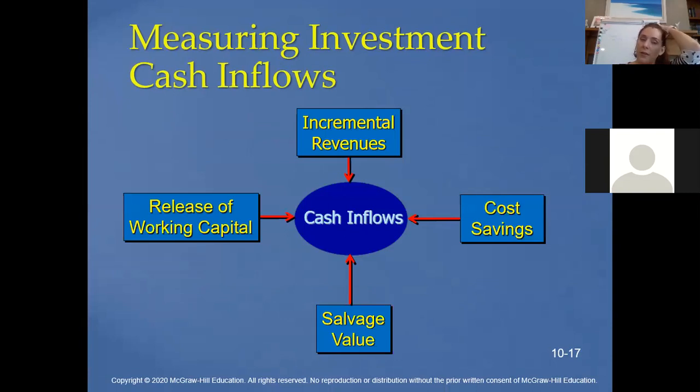For the exam, I would say some good conceptual questions are, what are cash inflows and what are cash outflows? So make sure that you know what would be considered an inflow and what would be an outflow. A cash inflow is any cash that would be coming in. So when you sell it, the salvage value, your cost savings. Even though cash isn't coming in, you're still saving money. So that would be a cash inflow, revenue, and then release of working capital.